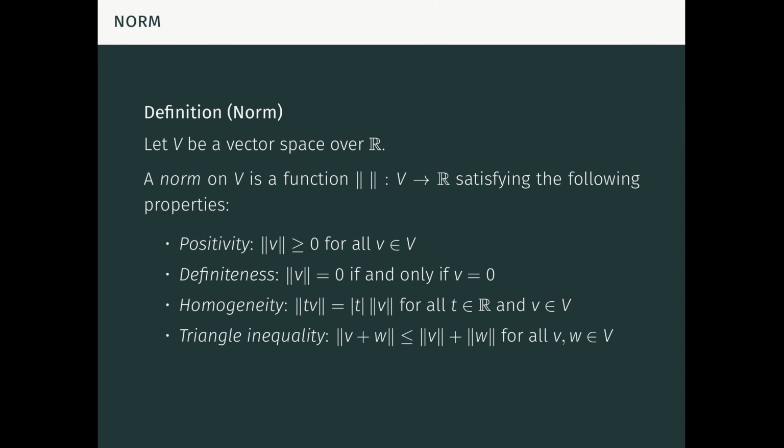And finally, the triangle inequality. The norm of v plus w is less than or equal to the norm of v plus the norm of w for all v and w in V.